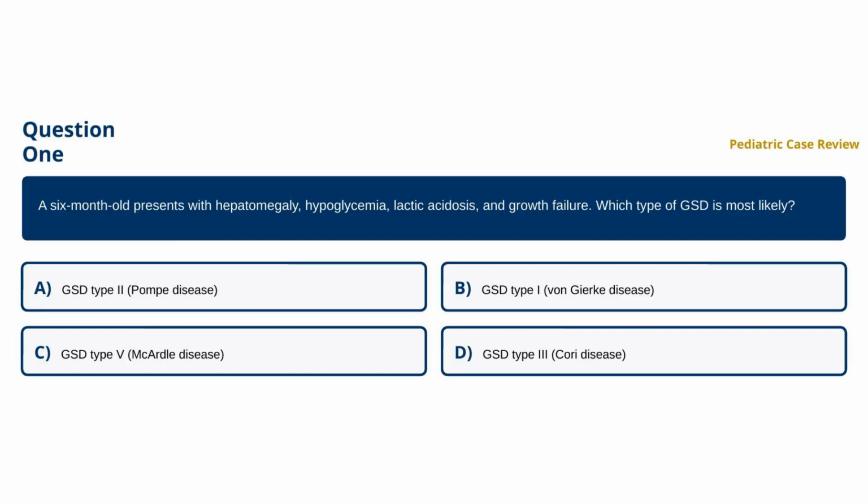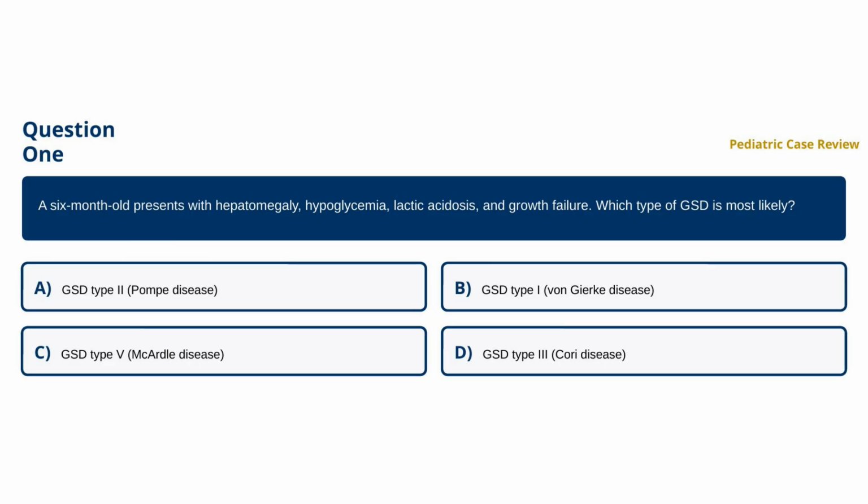A 6-month-old presents with hepatomegaly, hypoglycemia, lactic acidosis, and growth failure. Which type of GSD is most likely? Option A, GSD type 2, Pompe disease. Option B, GSD type 1, von Gierke disease. Option C, GSD type 5, McArdle disease. Option D, GSD type 3, Corey disease.